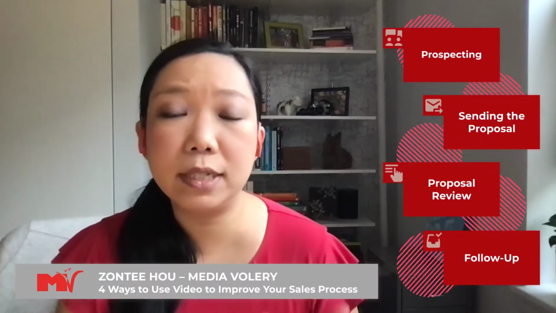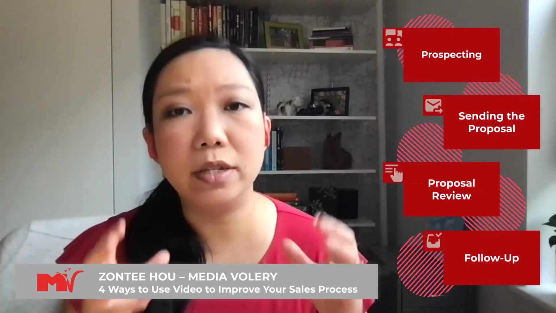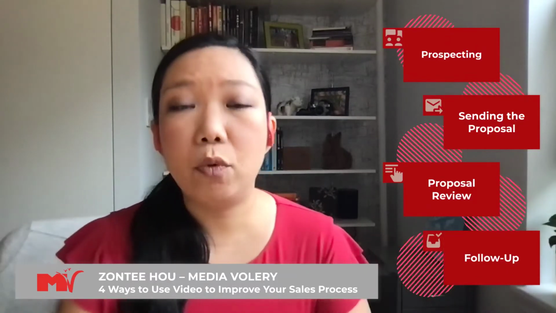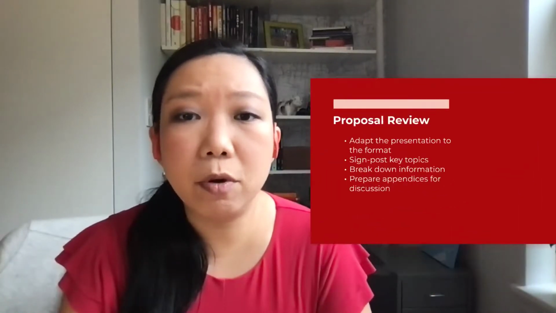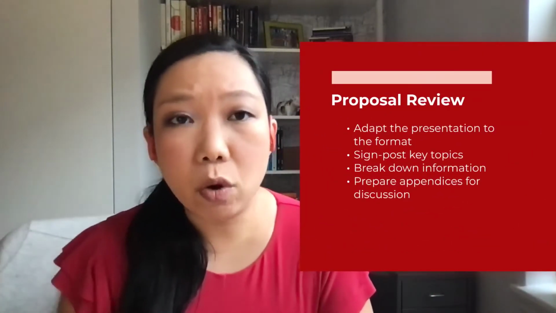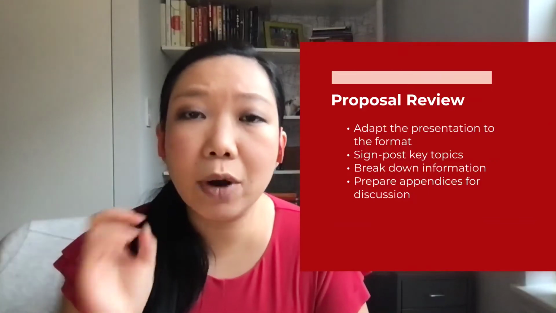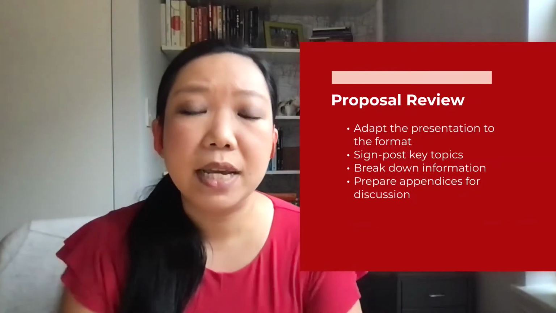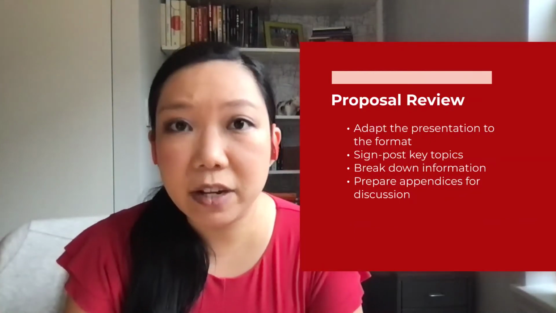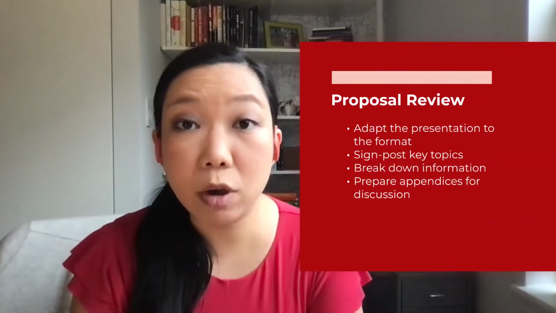Now, at the third stage, what we're actually going to plan for is a video meeting where we are going to do our proposal review. At the video meeting for your proposal review, one thing that I want you to really think about is to make sure that your presentation is adapted for the format. So you can see that this is a horizontal 16:9 video. That's pretty typical when it comes to a video conference, right?